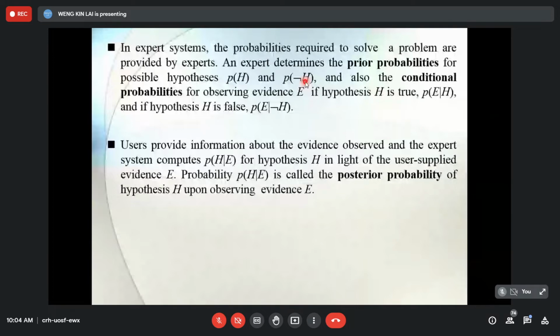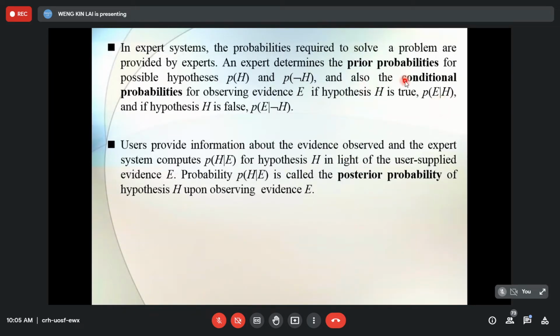On the other hand, we also look at something called conditional probability, rather than prior. Prior means there's no condition. In the case of conditional probability, as shown here, the hypothesis H is true given that E is true. So what is the conditional probability that given that H is true, then E is true? It has to be based on H being true first. That is your conditional probability.